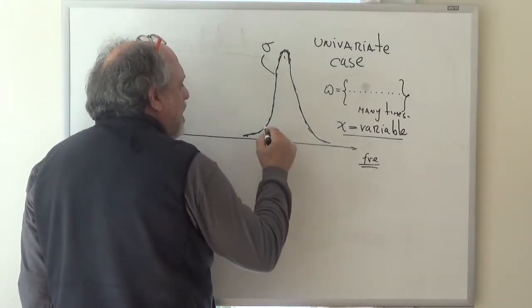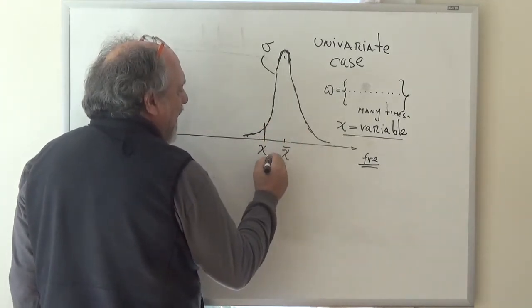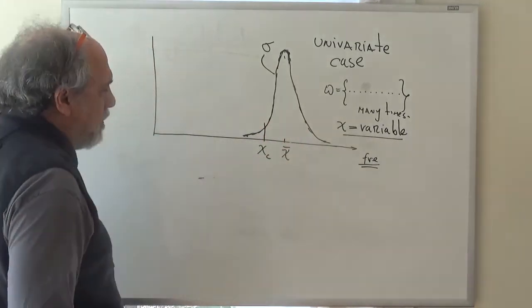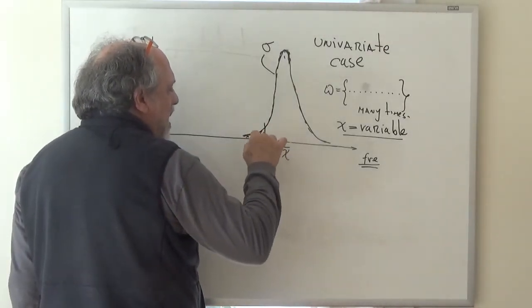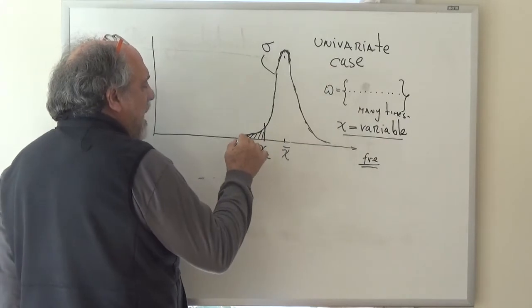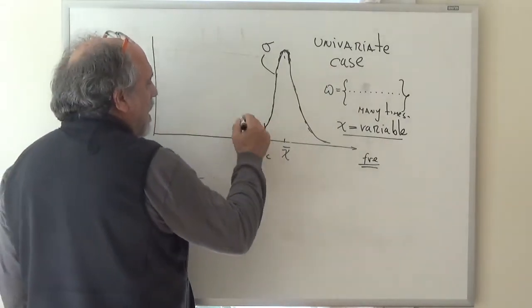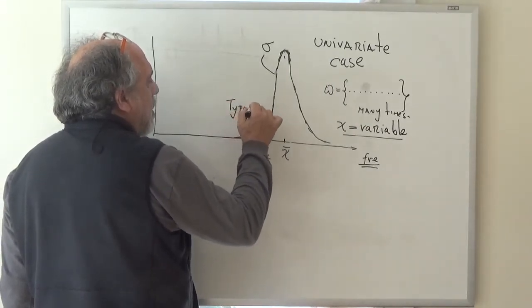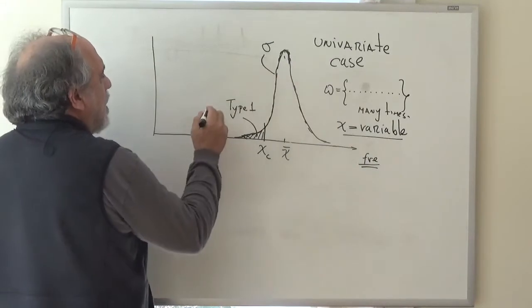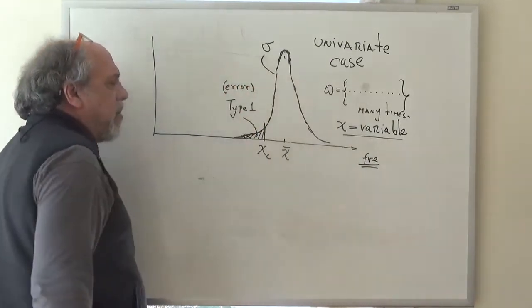What is your limit? So let's say that we take this limit and we call that XC, the critical. Now, this area here, which is how much of the distribution is to the left of XC, is what we call the type 1 error, or the error type 1.